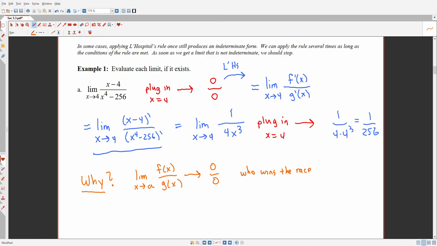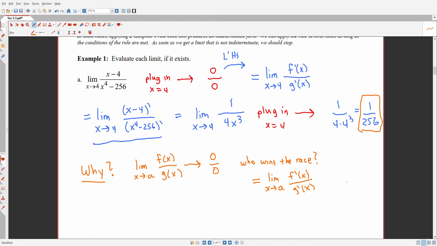Well, how do you talk about speed? That's talking about the derivatives. So looking at this ratio of their derivatives is really asking this question, which function is going faster? And that's why L'Hopital's rule, in a sort of explanatory big picture sense, works.